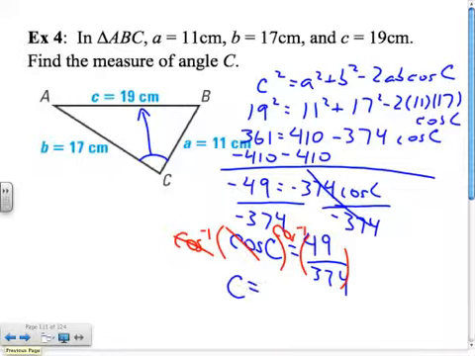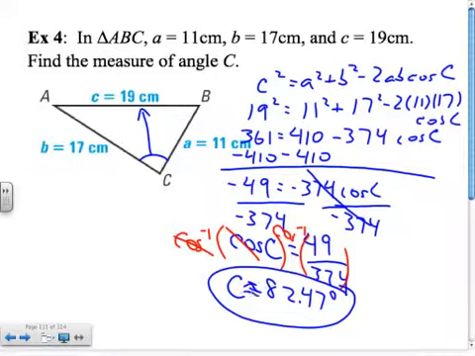So the measure of angle C is roughly the inverse cosine of 49 over 374, which tells me it's 82.47 degrees, roughly. I know that last example was pretty quick, but I just wanted you to have it there to look at over the weekend or at your own convenience. Any questions you have on the law of cosines, have them ready to go tomorrow, and we'll look at plenty of examples to get you comfortable with it in class tomorrow.